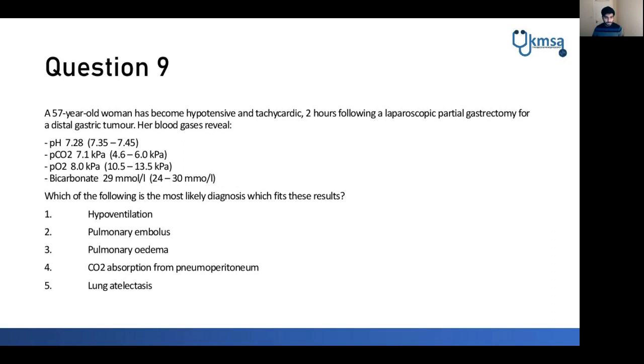Now, it could still be a PE, a pulmonary edema, or lung atelectasis, but you wouldn't really expect to see a high PCO2 with these. You'd only expect to see a low PO2. Now, late stage of pulmonary embolism, when you've been breathing so much that you become tired, then you can get this picture, but it's only been 2 hours, so unlikely.